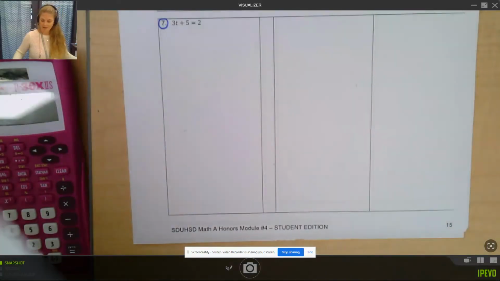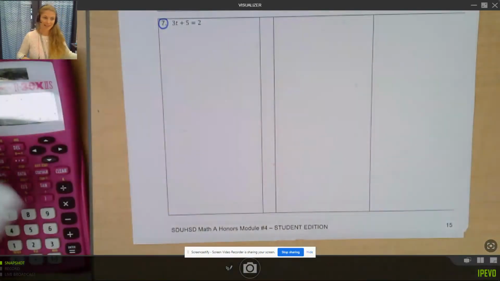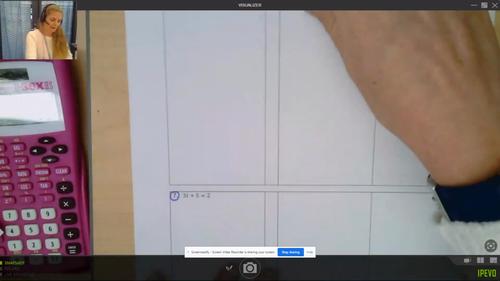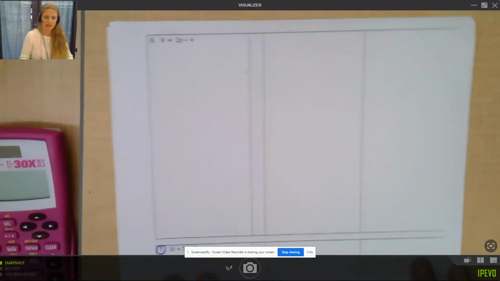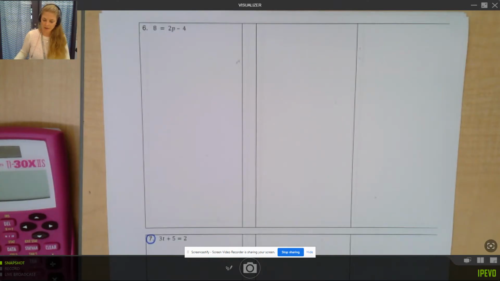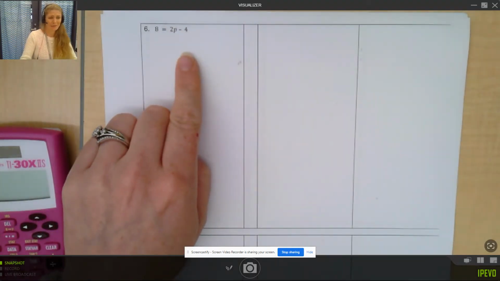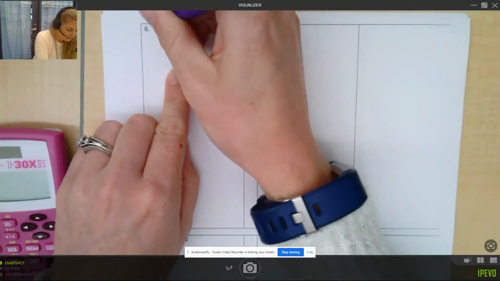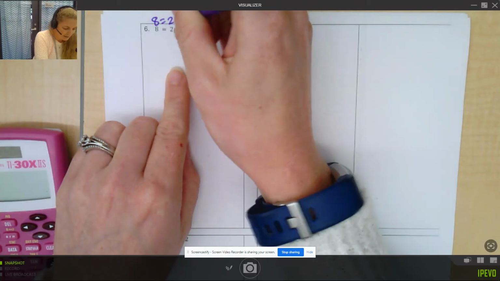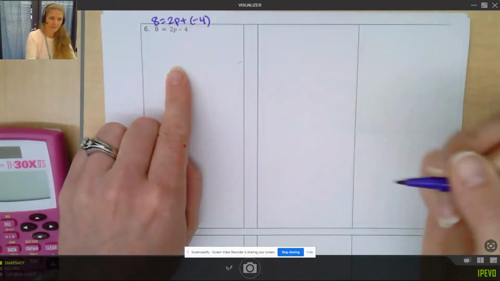Fabulous. Good work on number 5. Let's keep going and let's do number 6 together. Taking a look at number 6, notice our variable changes, and that's fine. We're still going to use that rectangle to represent this. But I am going to rewrite this because I don't want to put in 4 zero pairs. So we're going to rewrite this as 8 is equal to 2p plus -4.